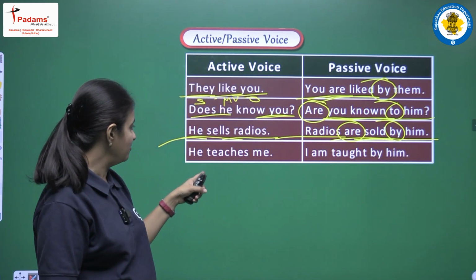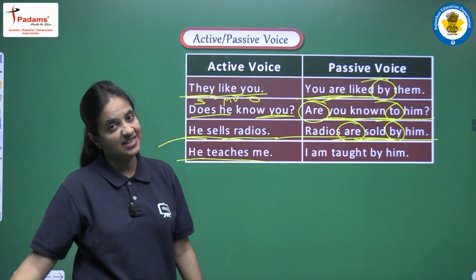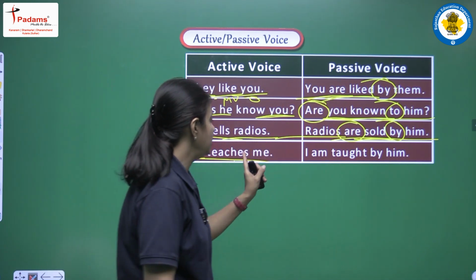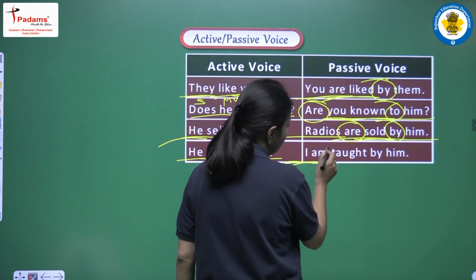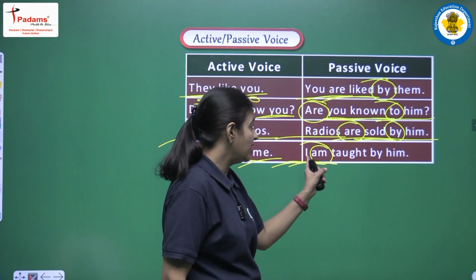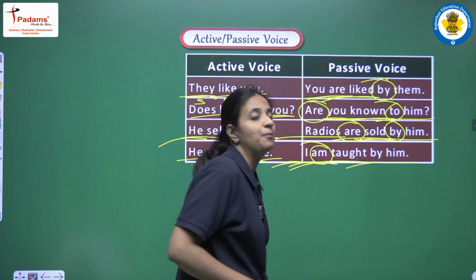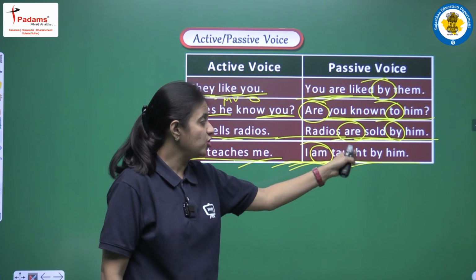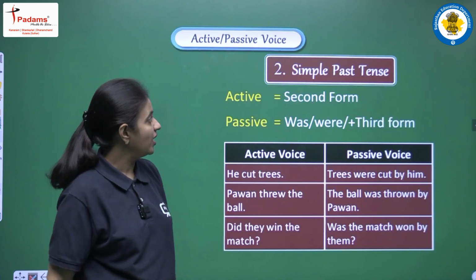One more example we are having: he teaches me. Again singular subject plus s or es, present simple tense. He teaches me: subject, main verb, object. So now he हमें start करना होगा. जो me है that will be I, and for I we are using am here, right? So we are having three options is, are or am. Now we are having I, so we are using am. Teach के third form it will be taught, and by him. So we are having he teaches me. Passive voice will be: I am taught by him. Okay, clear?